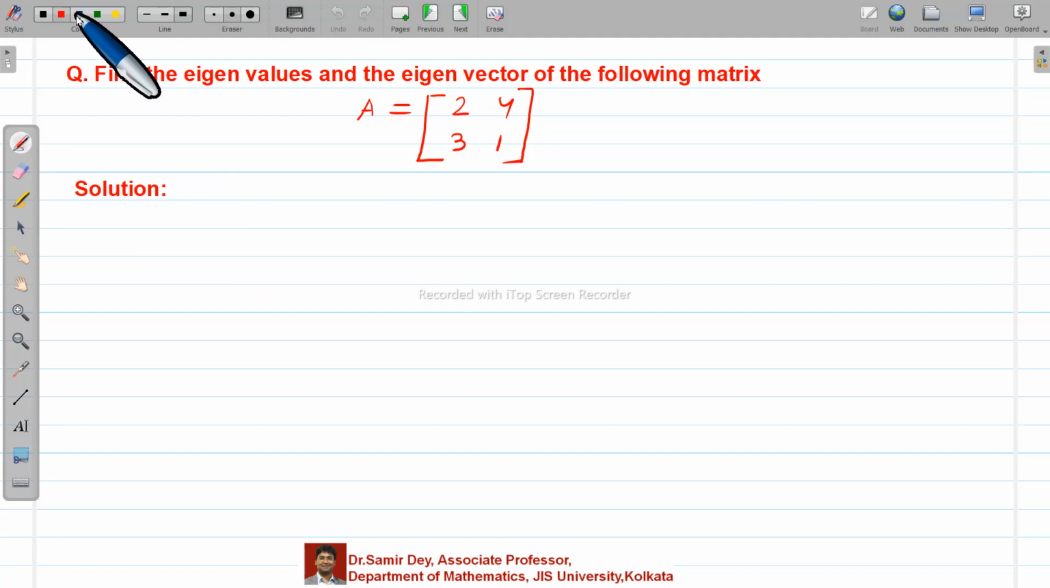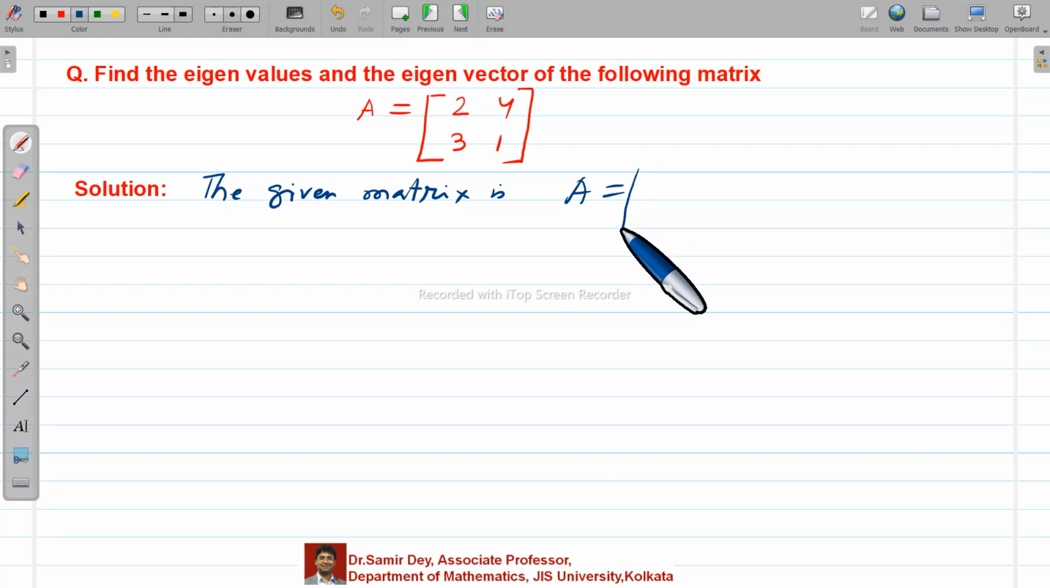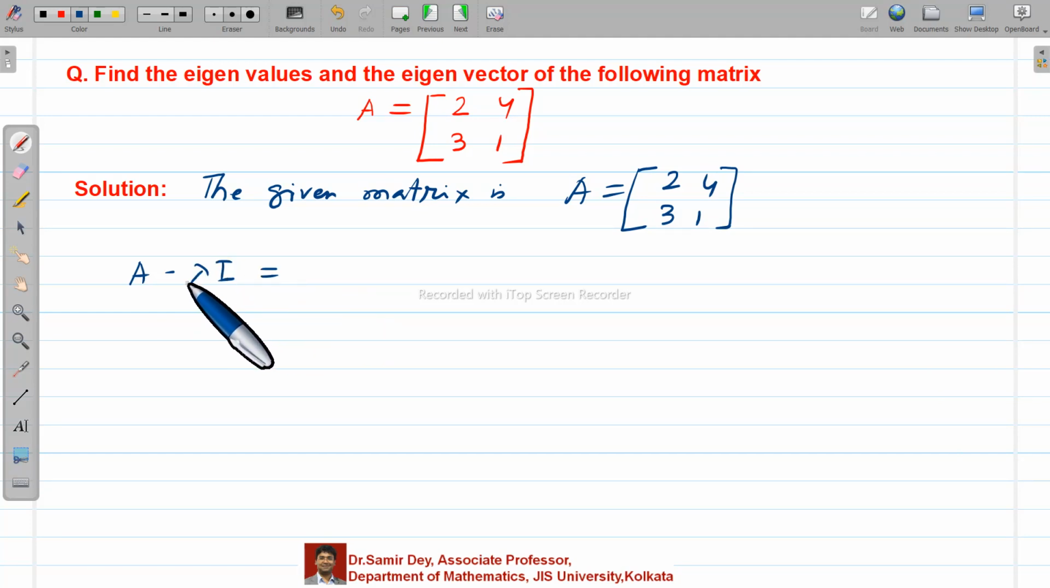So first you write down the given matrix. What is your given matrix? A is equal to [2 4; 3 1]. Okay, so the first part is over. Next you need to write A minus lambda I. What is lambda? Lambda is a constant. What is I? I is the identity matrix which is similar to A.